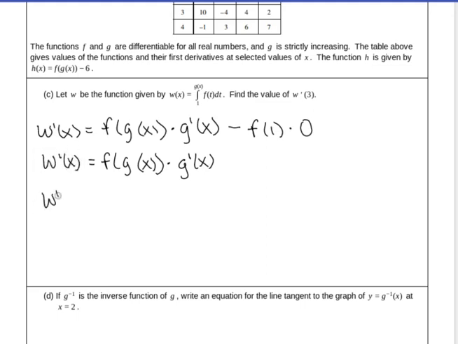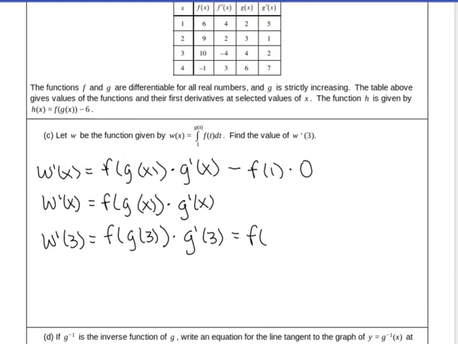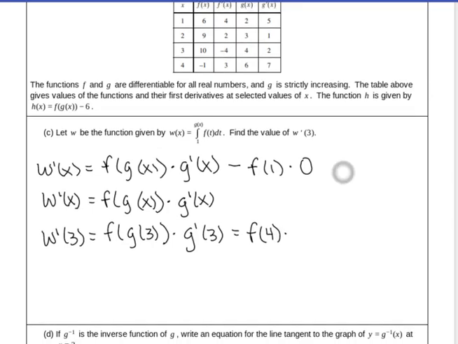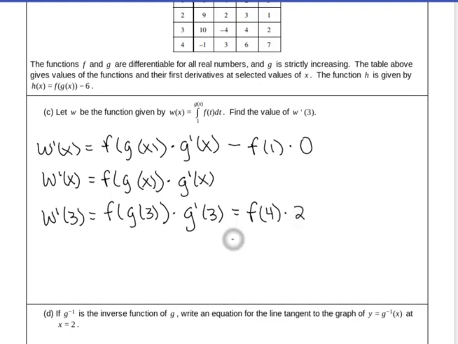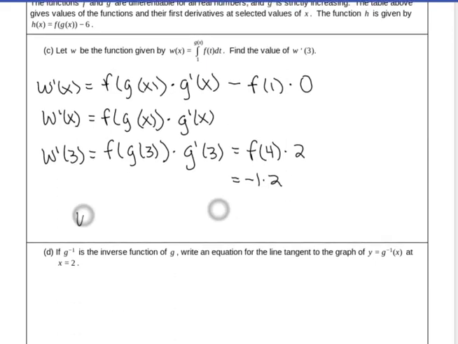So now to find w prime of 3, we're going to do f of g of 3 times g prime of 3. So we're going to do f of, let's see, g of 3 is 4, times g prime of 3, which is 2. So f of 4 is -1 times 2. So we get that w prime of 3 is equal to -2.